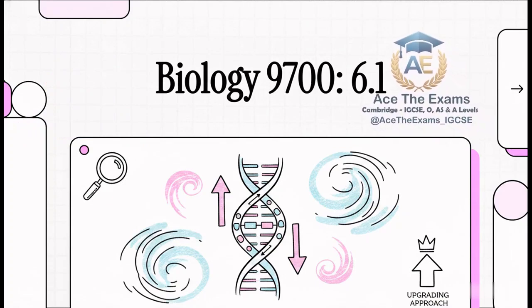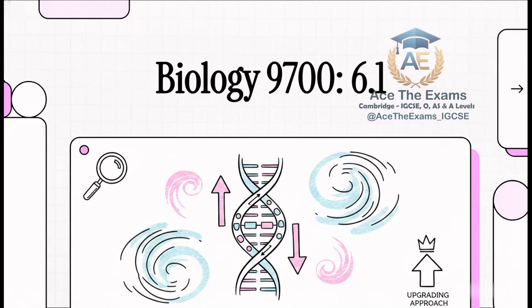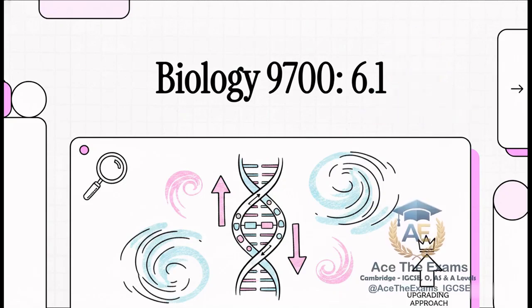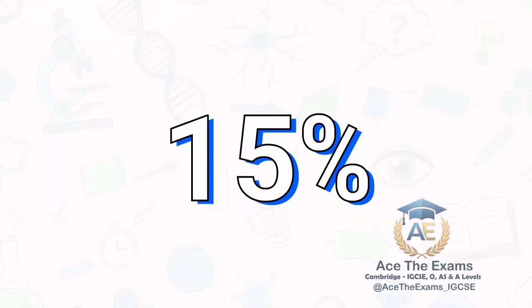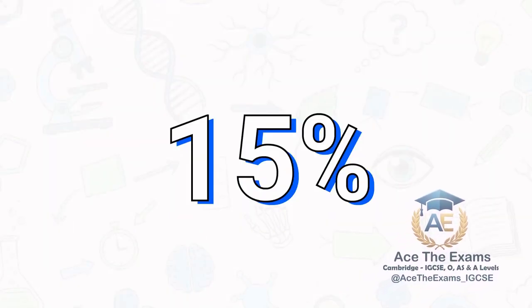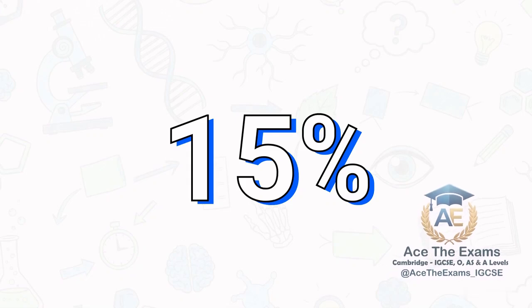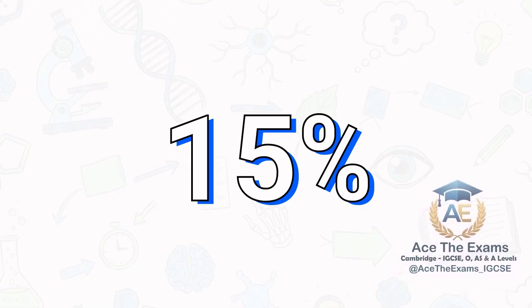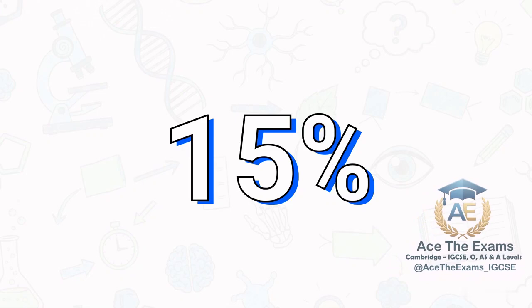So if you've been just memorizing textbook definitions, hoping for a top-band mark, well, you're in exactly the right place to upgrade your entire approach. 15%. Just let that sink in for a second. That is a massive chunk of your total marks in Paper 2 sitting squarely on how well you understand 6.1, anti-parallel strands, and hydrogen bonding.